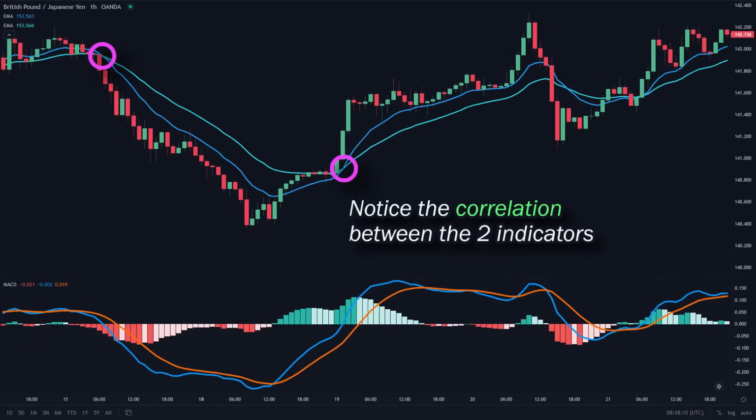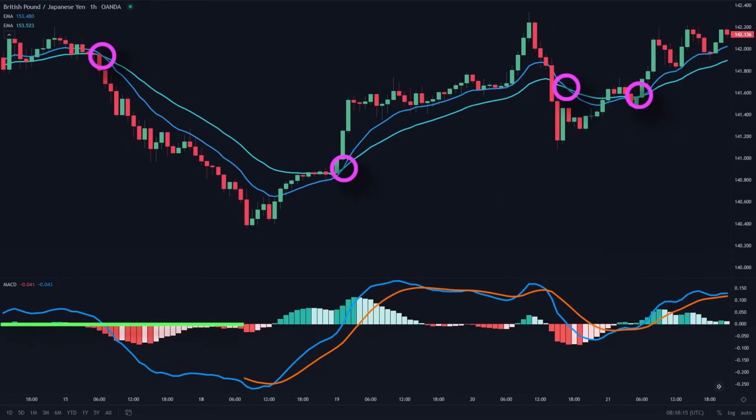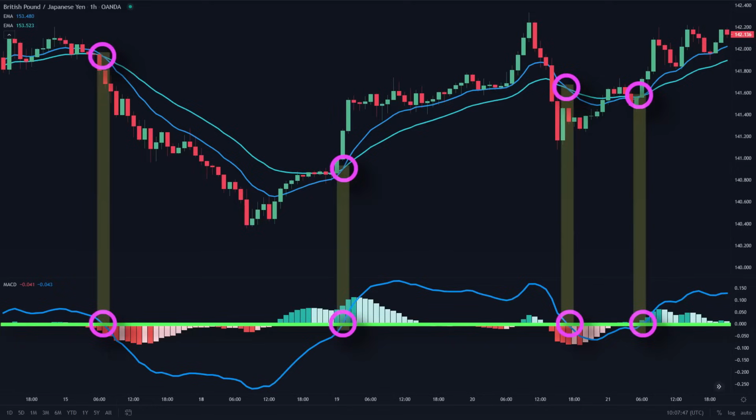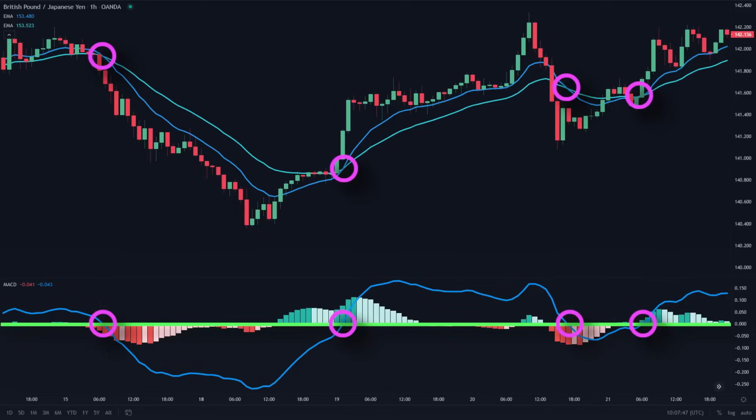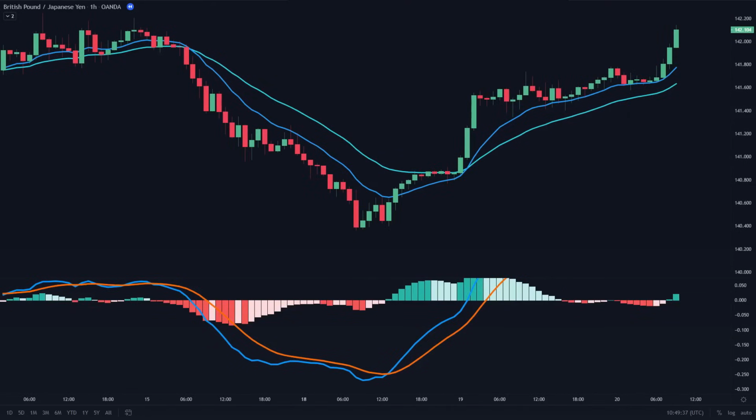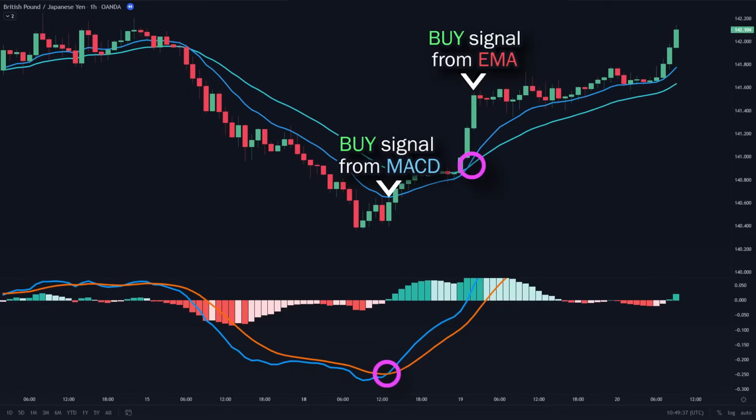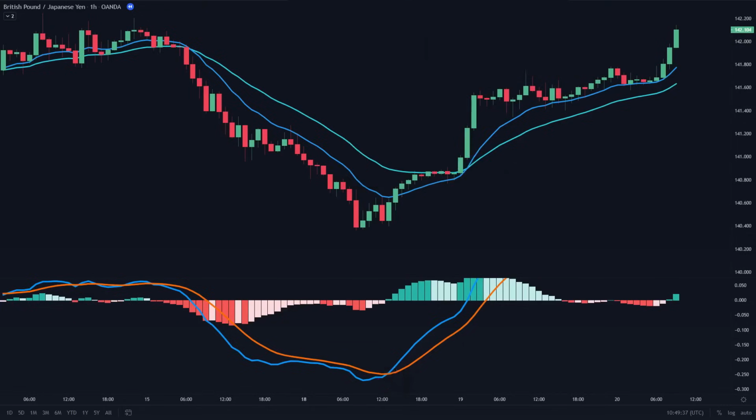Every time we have a crossover on the moving averages, we also have a crossover on the MACD, but it's between the MACD line and the zero line. But remember, what we look for in the MACD is not the zero line, but rather the crossover between the MACD line and the signal line. And so, as you can see, the crossover on the MACD gave a much earlier entry signal compared to the crossover on the moving average. That's why I prefer it as my momentum indicator.